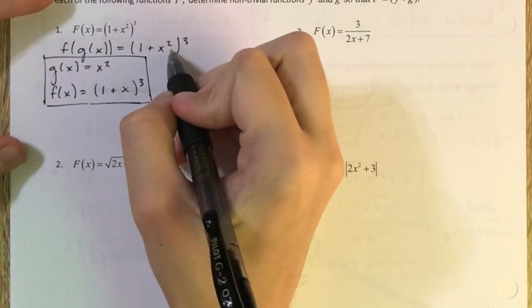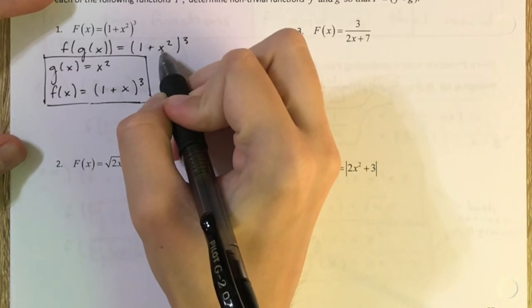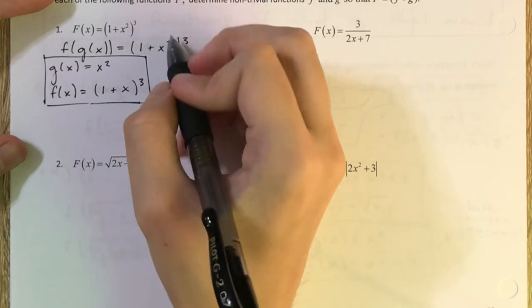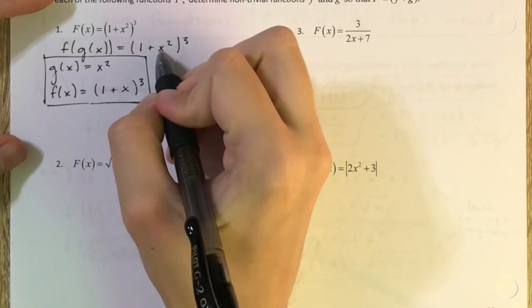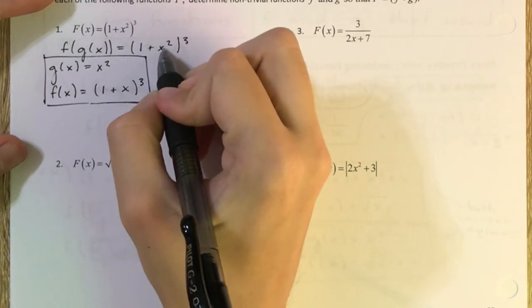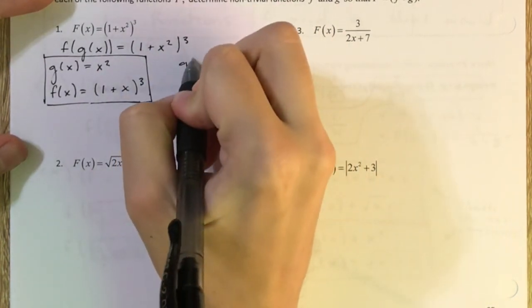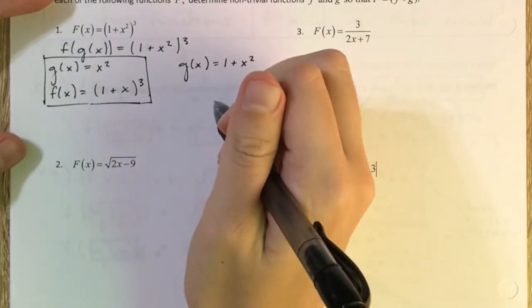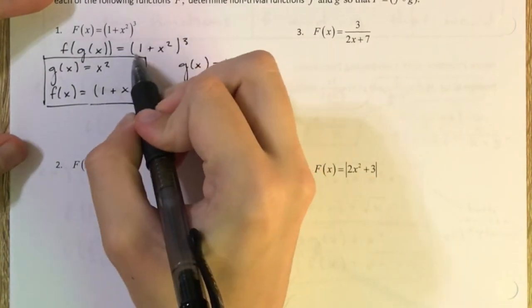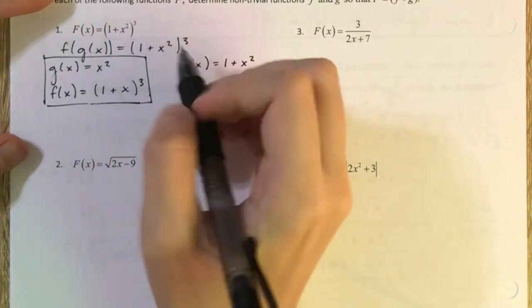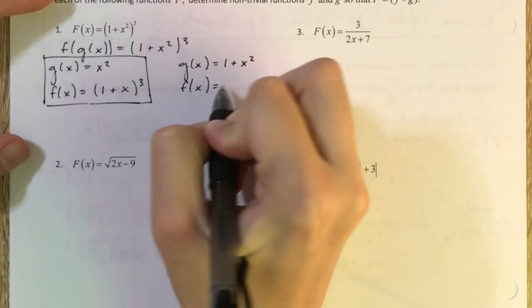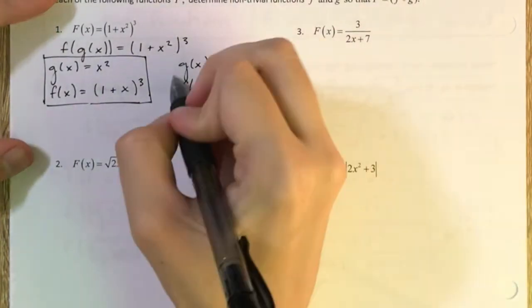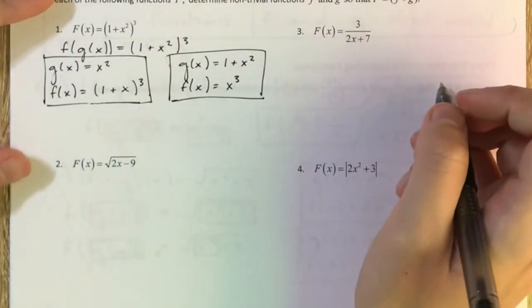Let's take one step out. So we chose x squared. Now let's take x squared plus 1. So let's let g of x be x squared plus 1. That's also a possibility. If g of x is x squared plus 1, then we want to replace all of that with x for f of x. So if we replace all of that with x, then we just have x cubed. These are the two solutions for that.